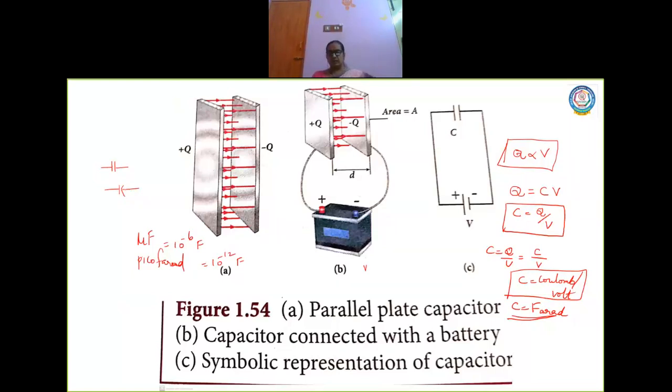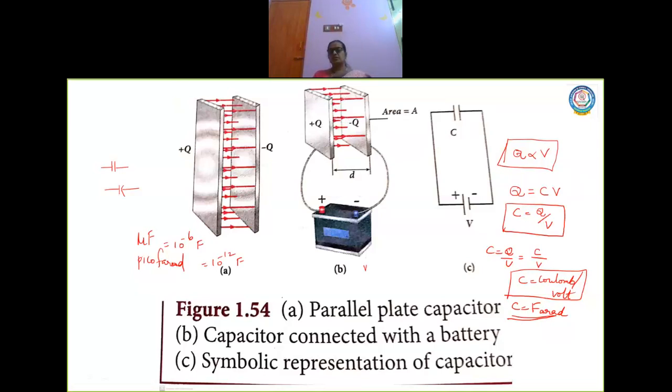Now what is the total charge? Look at this plate, children. One plate is positively charged, the other plate is negatively charged. So what is the total charge as far as these are concerned? You have to say that the total charge is 0. But whenever we talk about the storage of charges in a capacitor, we talk about the charge on any one of the plates. Suppose it is here, you will talk about the total charge to be plus Q.